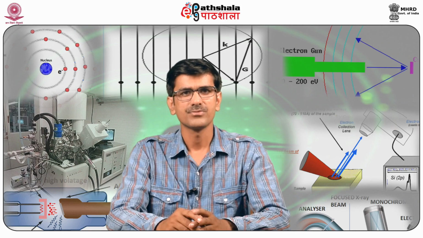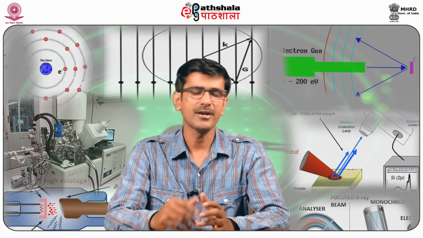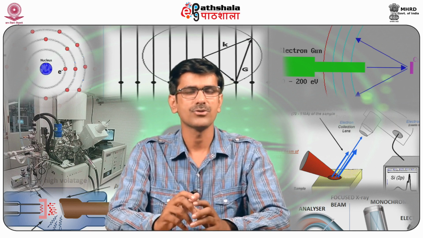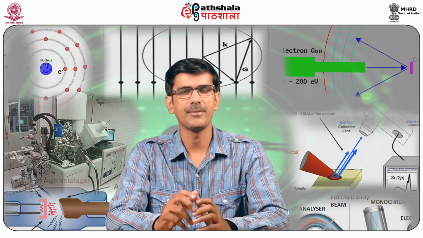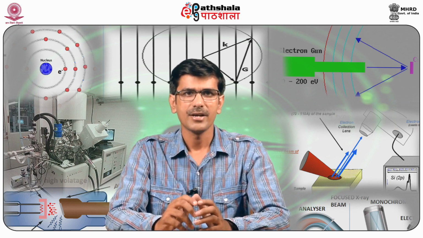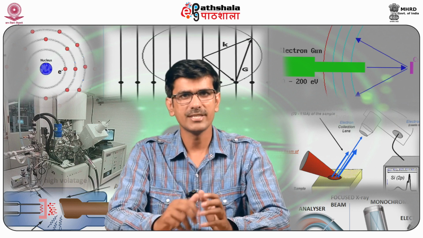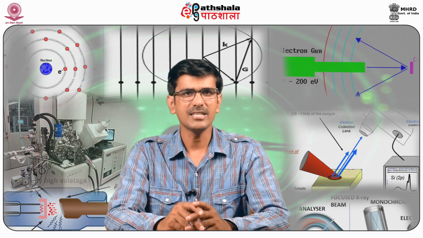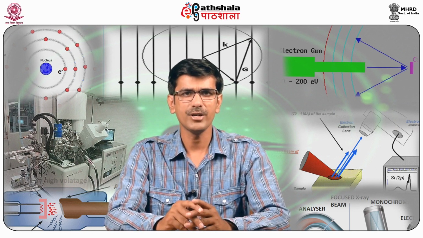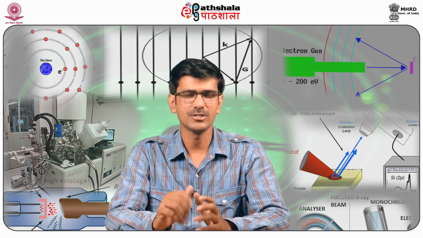X-ray diffraction, or XRD, is a rapid analytical technique primarily used for phase identification of a crystalline material, and it can provide information on unit cell dimensions. The analyzed material is finely ground and homogenized, and the average bulk characteristics are determined.